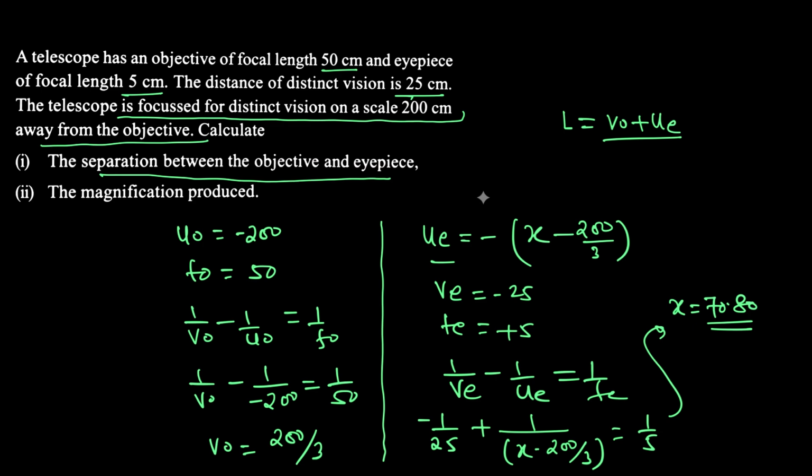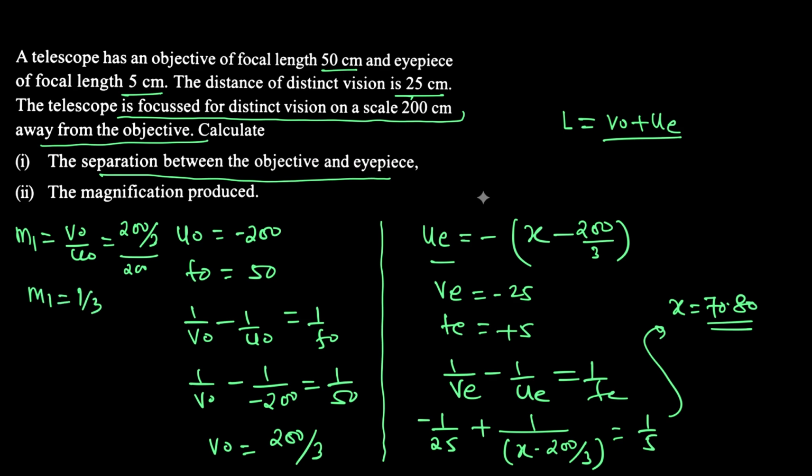And they are asking for the magnification produced. So for magnification, what can we do? M is equal to M1 times M2, and M1 is equal to VO divided by UO. We calculated VO. VO is 200 divided by 3, and UO is equal to 200. So if I solve this whole thing, I will get M1 is equal to 1 by 3.